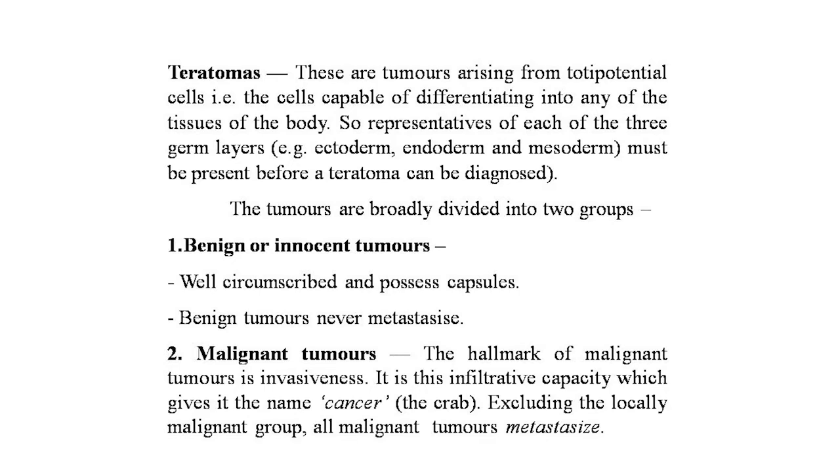The tumors are broadly divided into two groups. One is benign, that is the innocent tumor, and second is malignant. Benign tumors are well circumscribed and possess capsules. Benign tumors never metastasize. Second is the malignant tumors. The hallmark of malignant tumors is invasiveness. It is this infiltrative capacity which gives it the name of cancer, the crab. Excluding the locally malignant group, all malignant tumors metastasize.